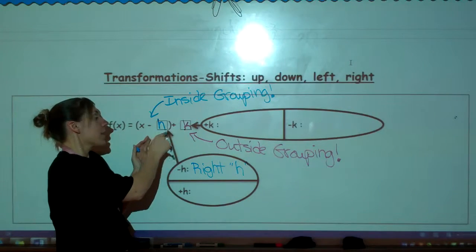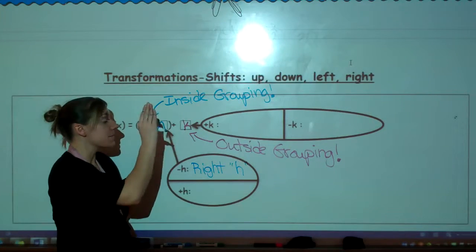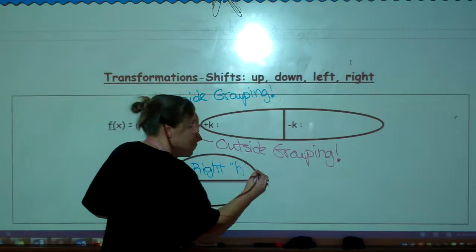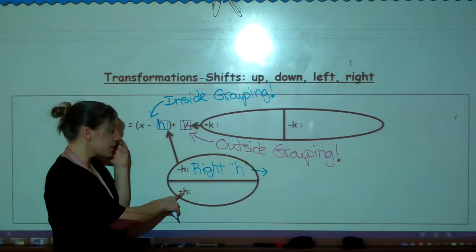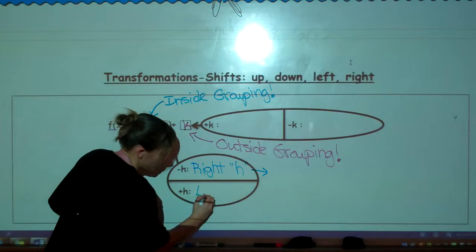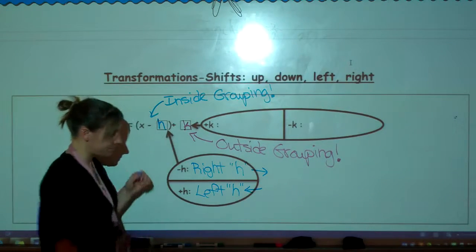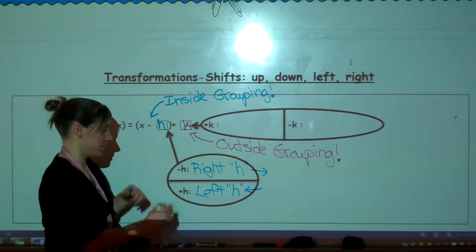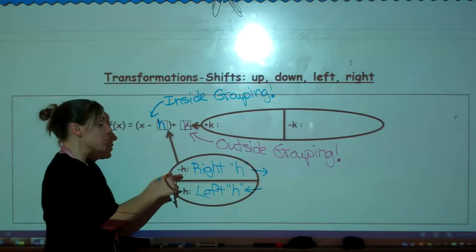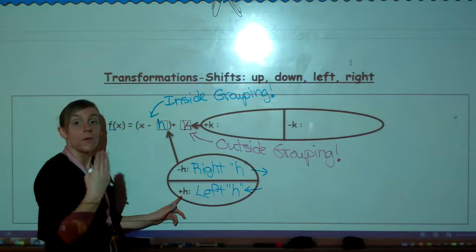So if I've got whatever the number is inside the group with the X, if it says minus something, it actually moves right. It's actually going to shift our graph to the right. If it says plus something, that actually is going to shift it to the left. Okay? So it's opposite of what you think. Because usually if we see minus, we think left, and when we say plus, we think right.